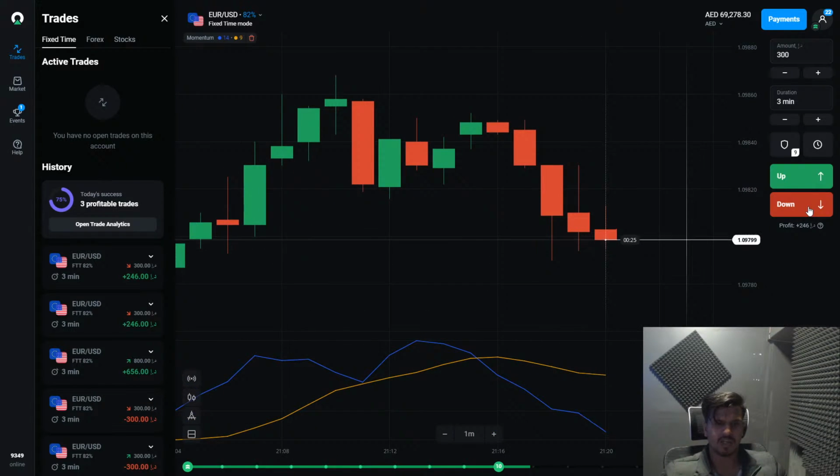Let's make a down trade here. After moving a little bit down, now it's going upward, as you can see here.